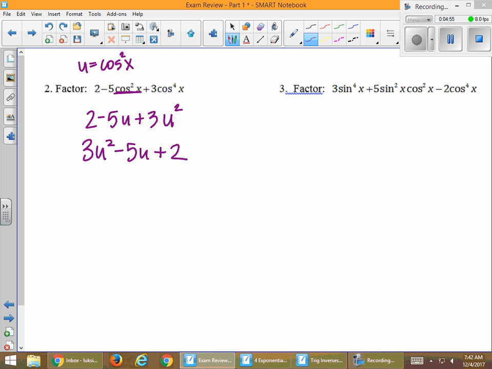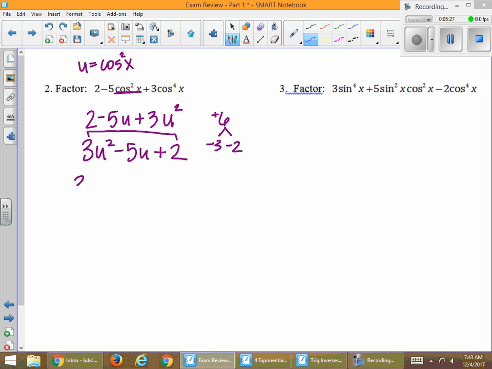Careful when you're factoring with 6 here. 3 times 2 is 6. We need two numbers that multiply to 6 and add to negative 5. We need two negatives in order to multiply to a positive and add to a negative. So I need negative 3 and negative 2 here. 6 is tricky because 6 and 1 could multiply here as well, but you can't get a combination that's going to add to negative 5.